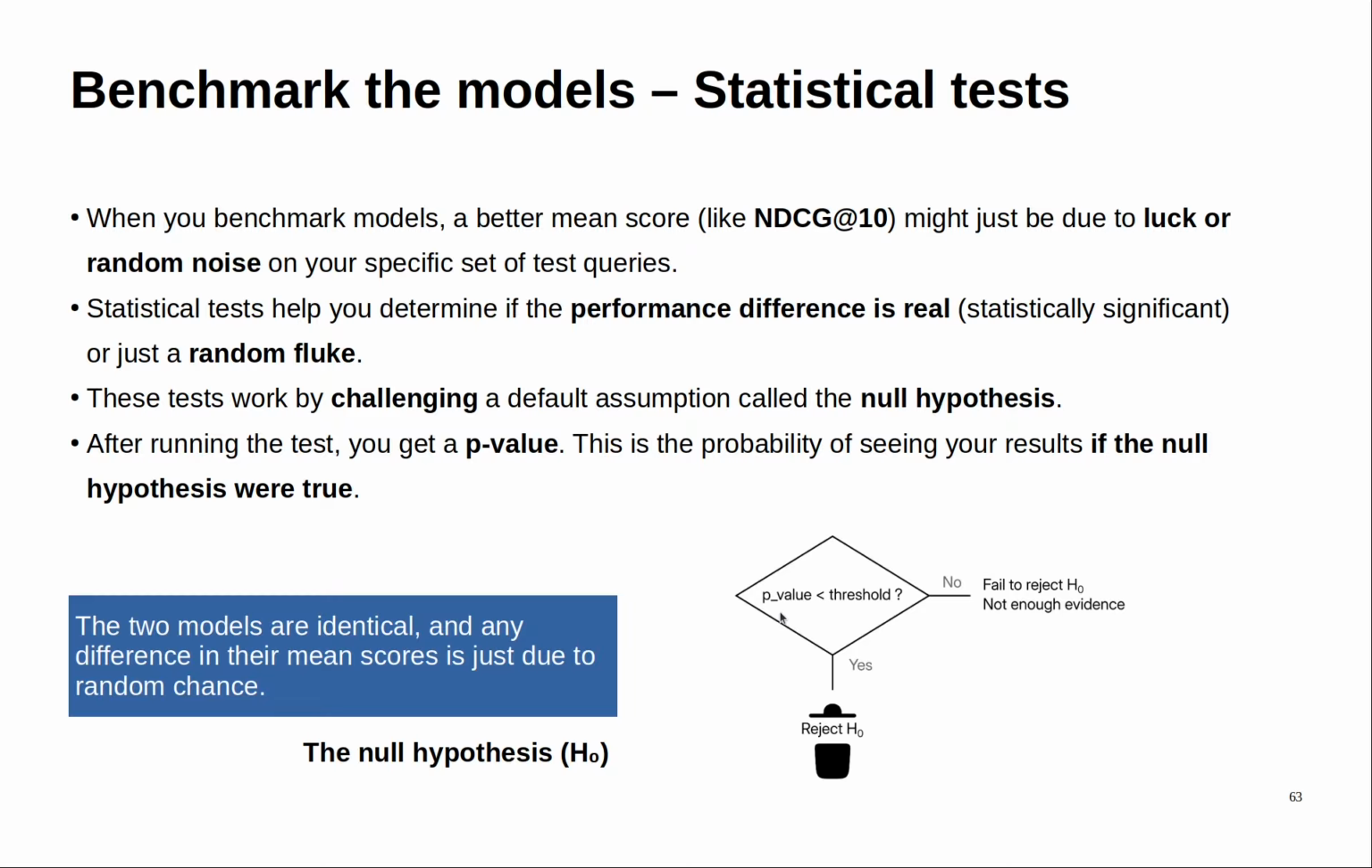But if the p-value is greater than the threshold, in this case, it's complicated. So we fail to reject the null hypothesis because we don't have enough evidence. So we are unsure if model A is better than model B, or model B is better than model A. In this case, we don't have enough evidence, so we need to collect more data. And if this holds, then in the end, we say that the two models are basically similar in performance.